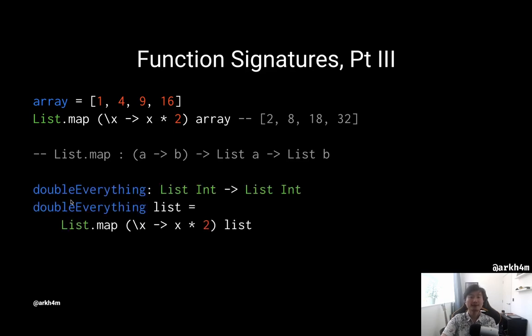So for example, I could write this function called doubleEverything, which takes a list of int and returns another list of int. And inside I just do this, right? I just do List.map x, x multiplied by 2, of this list. And this is our function.